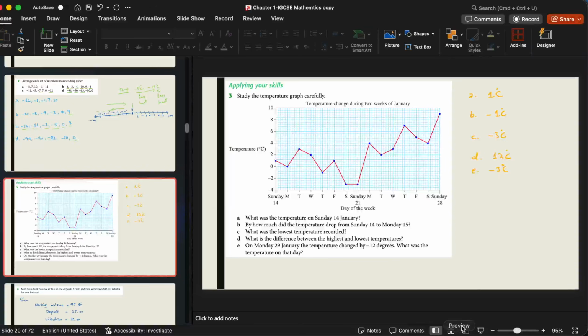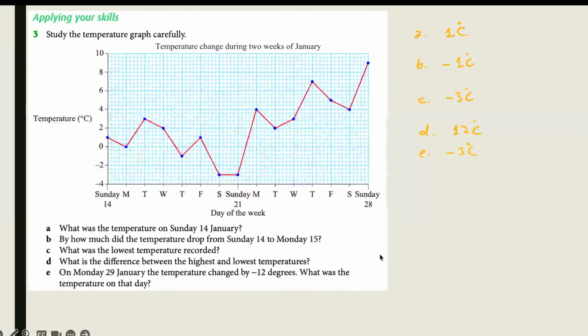The third question of the exercise has given us a graph in which the temperature on the different days is being recorded. As you can see, we have on the x-axis the different days of the month, and on the y-axis we have the temperature. Here we are given different questions. We have to read this graph and answer accordingly.